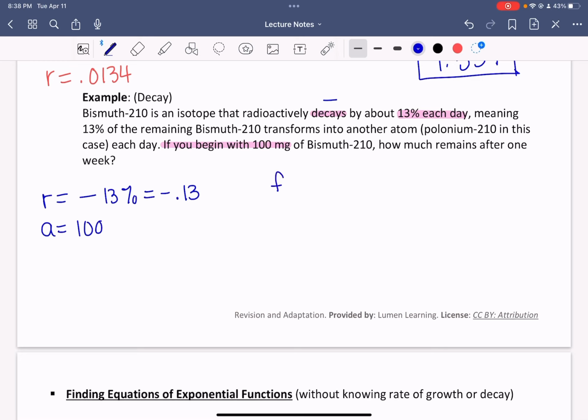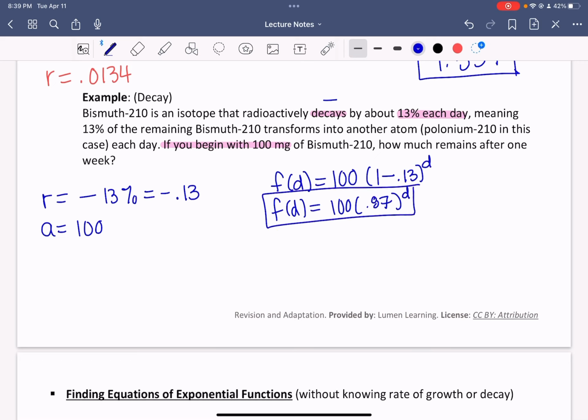So when I go to set this up, this would be f of d, d is in days. So my initial value would be 100. And then because it's decaying, it's going to be 1 minus 0.13 raised to that. And we're using d just to represent our time in days. I could clean this up. This gives me f of d equal to 100 times, now 1 minus 0.13 is 0.87, to the d.